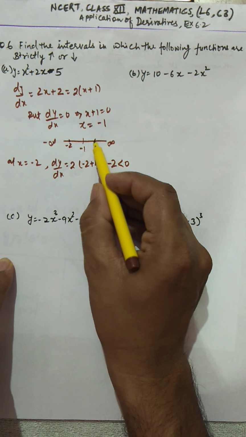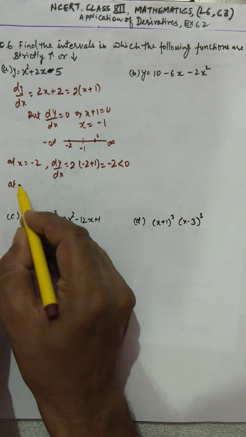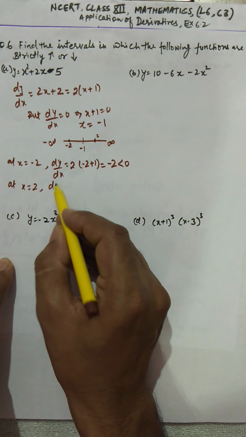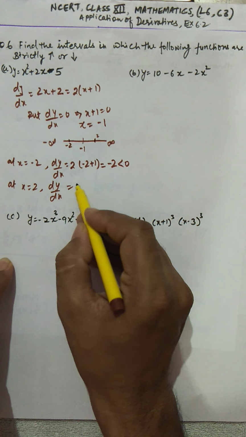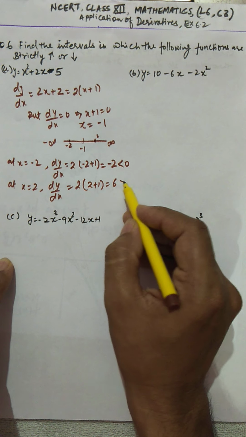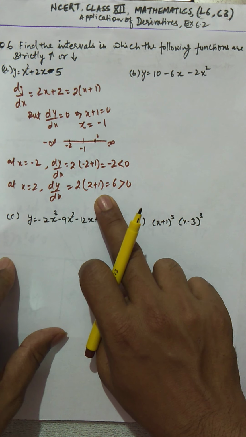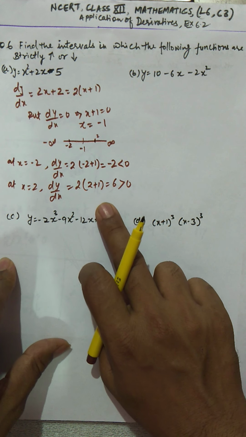Now we can take another example, x equal to 2. At x equal to 2, our dy by dx will be 2 times (2 plus 1), which is 2 times 3, that is 6. This is greater than 0. So it means your function is increasing in the interval minus 1 to infinity.